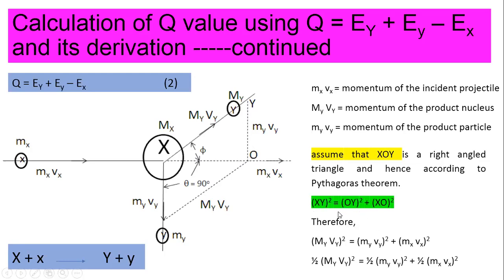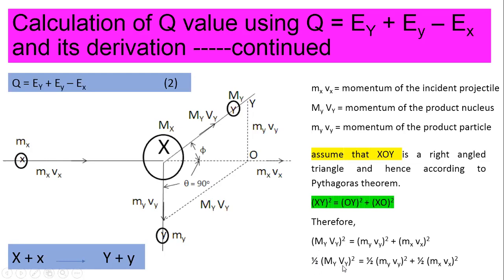Therefore, put the value of xy. xy is capital M, capital Y, capital V, capital Y. So I'm putting the value of xy. oy is this, so this is the value of oy, small m, small y, small v, small y, squared, and then xo is this, and this is the mass into velocity of the projectile. So I'm putting the value over here. These are squared, and now in the third step, I'm multiplying one half with the whole equation.